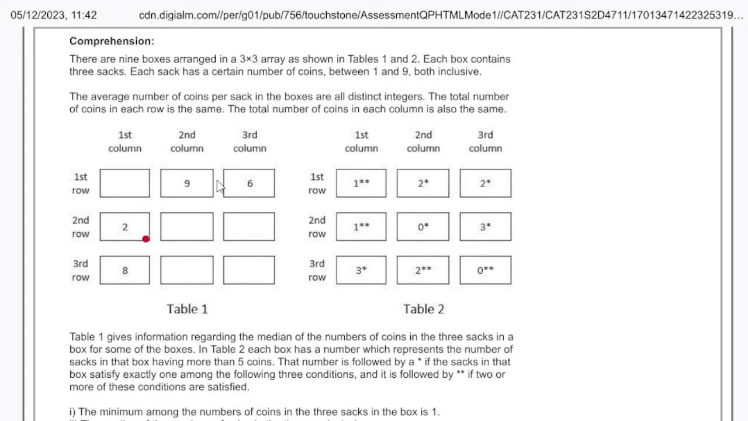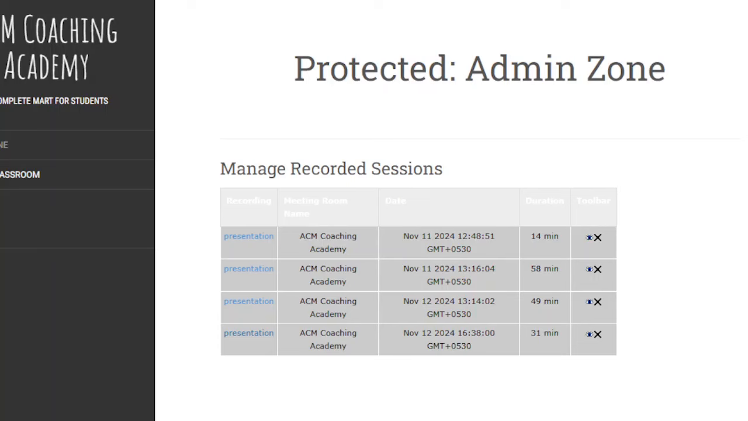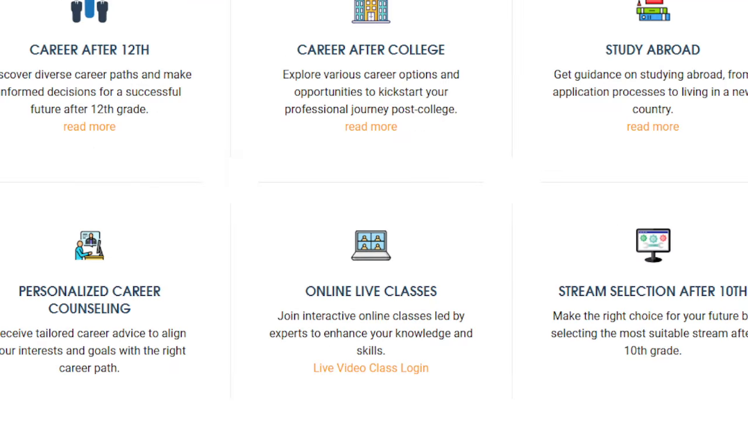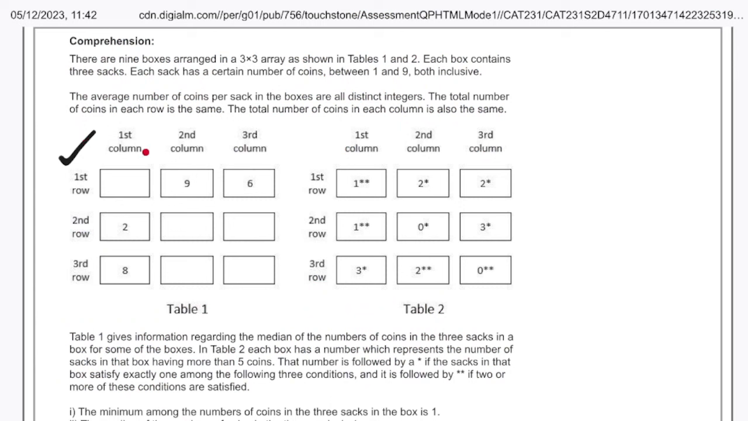CAT 2023, slot 2, LRDI, puzzle number 4. This puzzle was about 9 boxes, which are arranged in 3 by 3 areas shown in table 1 and 2, like this. Each box contains 3 sacks, 3 lines they mean. Each sack has a certain number of coins between 1 to 9, both inclusive.